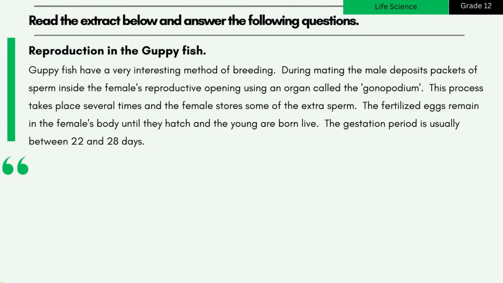This process takes place several times and the female stores some of the extra sperm. The fertilized eggs remain in the female's body until they hatch and the young are born live. The gestation period is usually between 22 and 28 days. Question: name the type of fertilization in guppies.